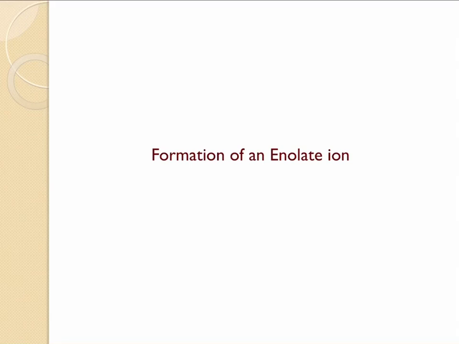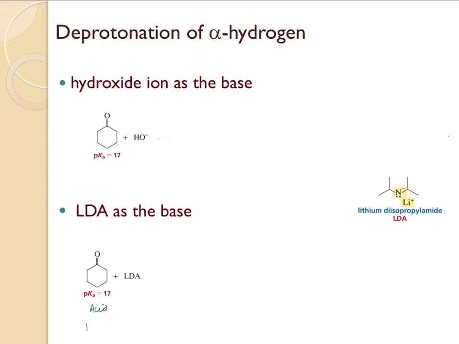Formation of an enolate ion. We know that if you want to synthesize the enolate ion, we have to start from a carbonyl compound. But what kind of base do we have to use in order to abstract the alpha hydrogen from the carbonyl compound? Okay, let's say that we are going to use the hydroxide ion as the base.